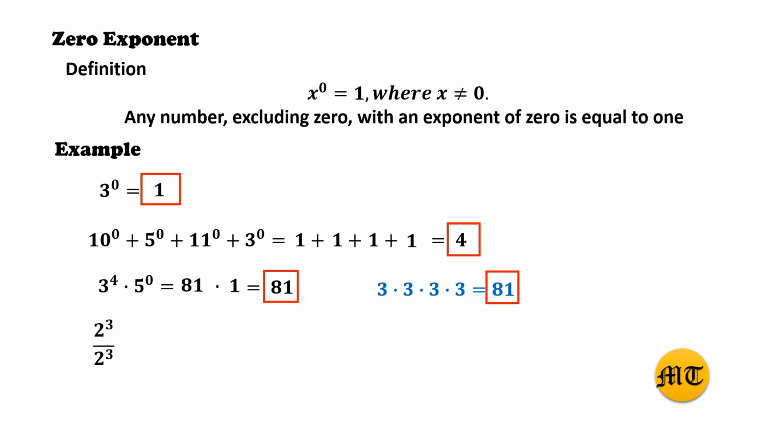Let us have the last example. We have 2 raised to 3 over 2 raised to 3. Since the base is similar, we just write only the 2. Since the operation is division, the exponents will subtract. So, we have 2 raised to 3 minus 3 is equal to 2 raised to 0. Therefore, 2 raised to 0 is equal to 1. That is now the answer. These are some examples of problems that have a zero exponent.